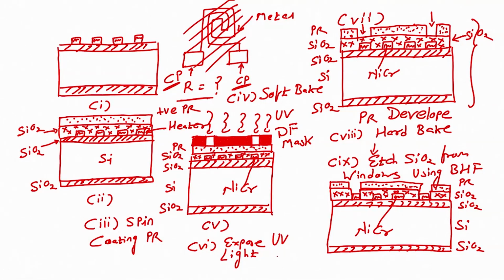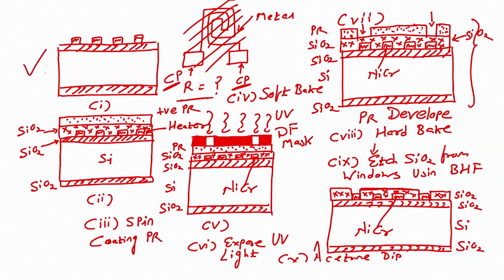What is the next step? Step number 10 will be acetone dip. We will strip off the photoresist by dipping the wafer inside the acetone. So, if you strip off the photoresist, what will you have? I will draw here only. If you strip off the photoresist, you will have a wafer which looks like this, correct, and that is what we want.